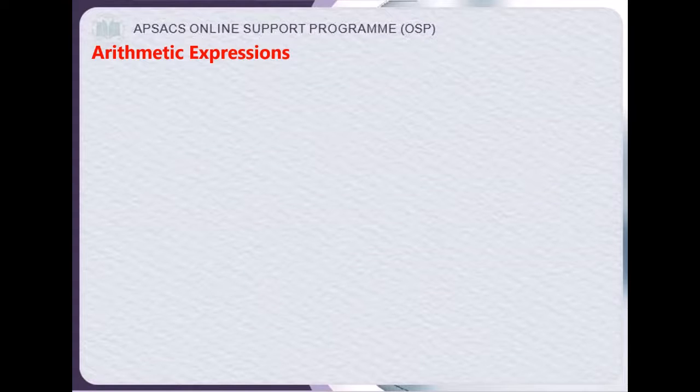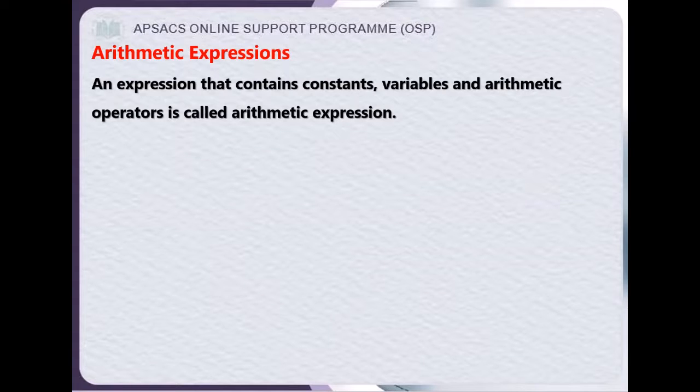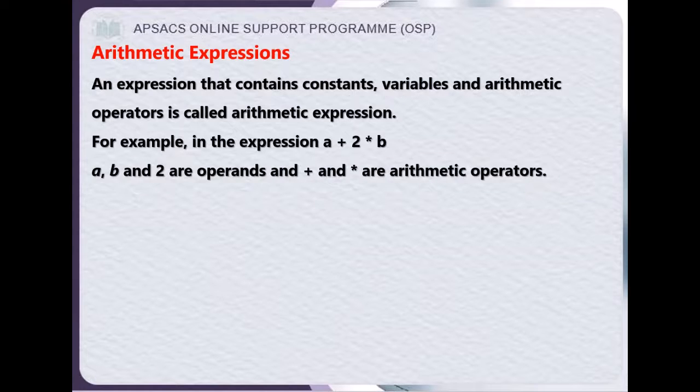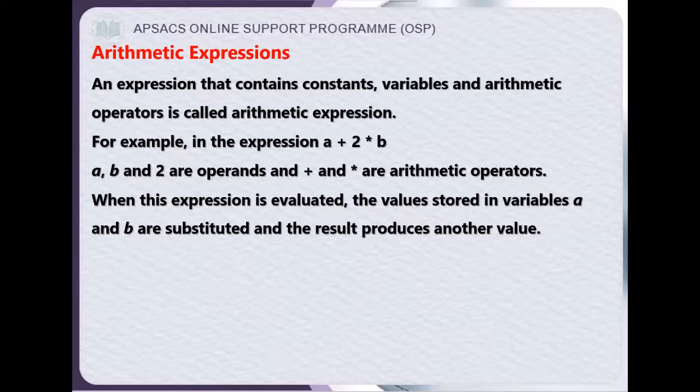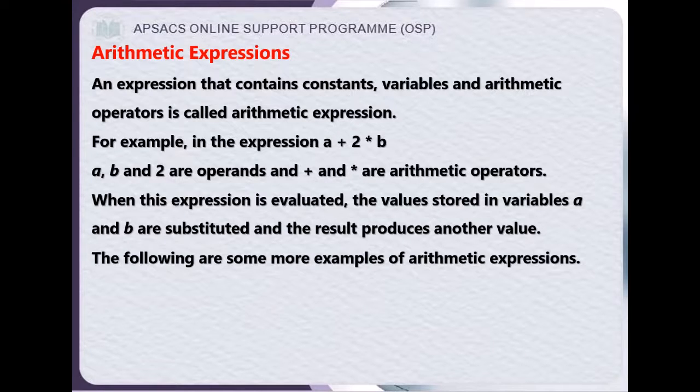Arithmetic expression. An expression that contains constants, variables and arithmetic operators is called an arithmetic expression. For example, in the expression a plus 2 multiplied by b, a, b and 2 are operands and plus and asterisk, or multiplication, are arithmetic operators. When this expression is evaluated, the values stored in variables a and b are substituted and the result produces another value. The following are some more examples of arithmetic expressions.